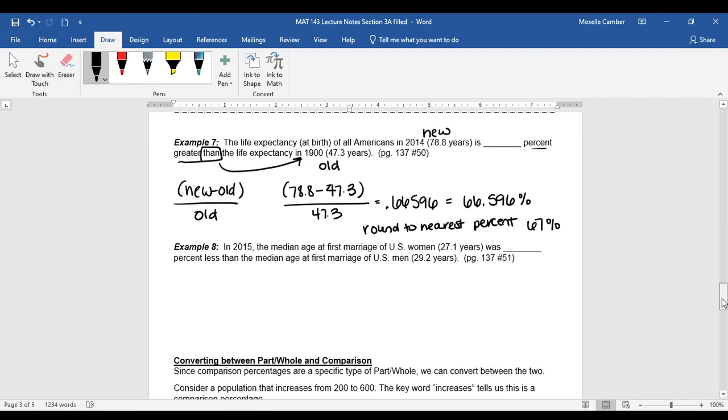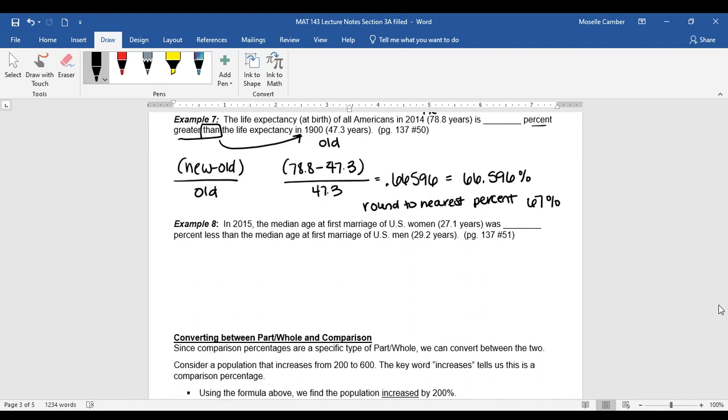Okay, example 8. In 2015, the median age of first marriage of U.S. women, 27.1 years, was what percent less than the median age of first marriage of U.S. men, which was 29.2 years. So we have less than, which means that men were the old and women is new. Okay, so to get the percent, I'm going to do my new, which is 27.1, minus my old, which is 29.2. You divide that by the old, which is 29.2.